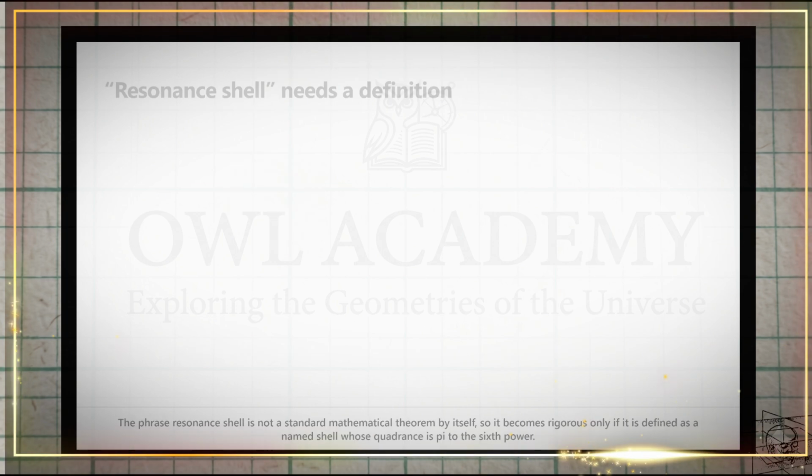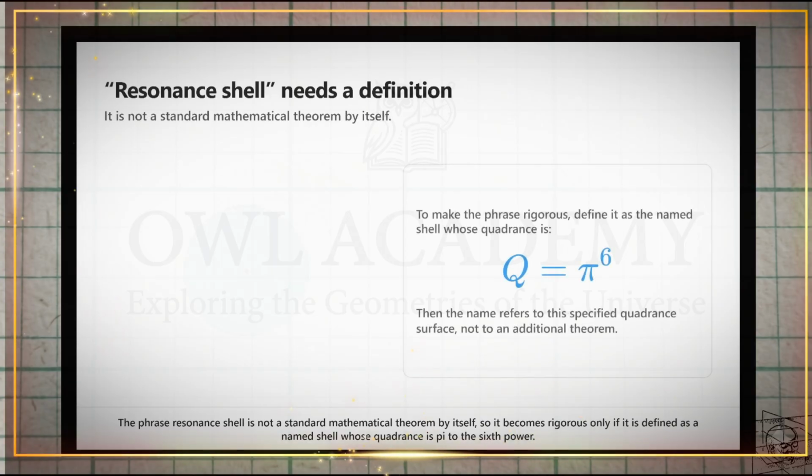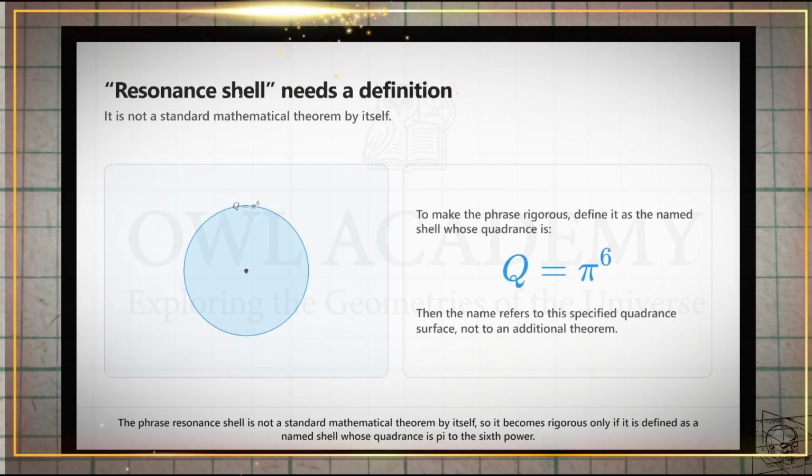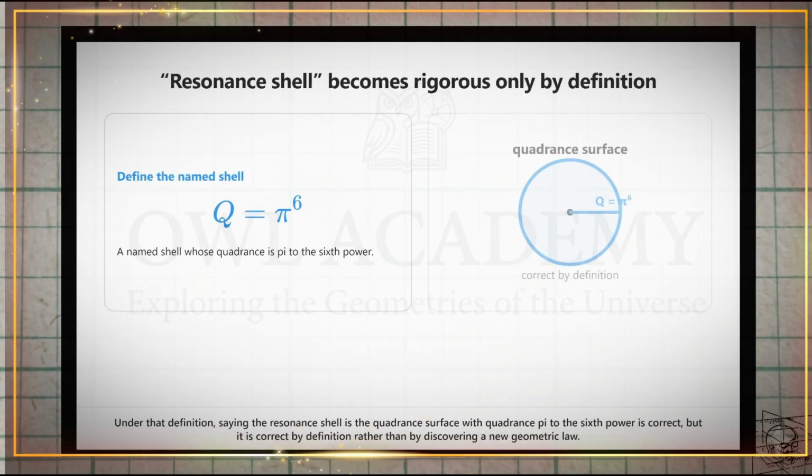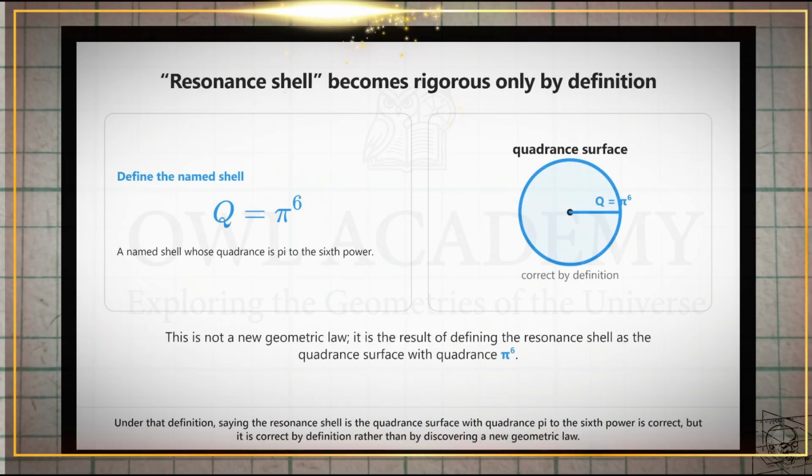The phrase resonance shell is not a standard mathematical theorem by itself, so it becomes rigorous only if it is defined as a named shell whose quadrance is pi to the sixth power. Under that definition, saying the resonance shell is the quadrant surface with quadrance pi to the sixth power is correct, but it is correct by definition rather than by discovering a new geometric law.